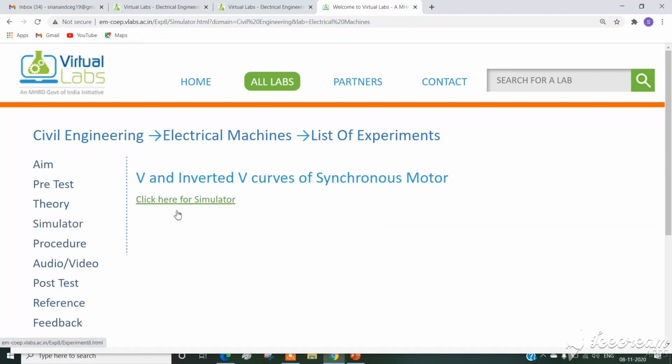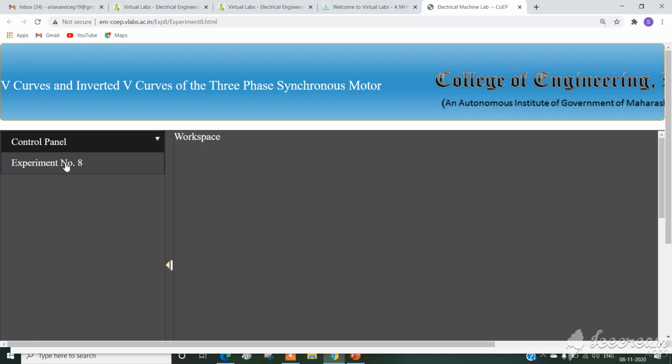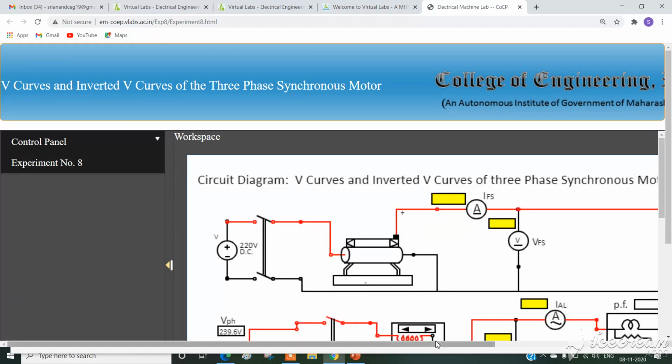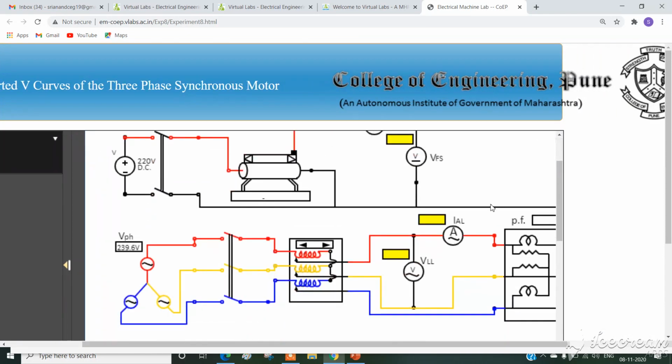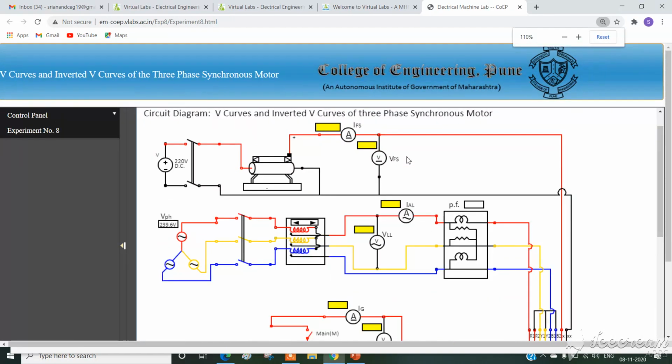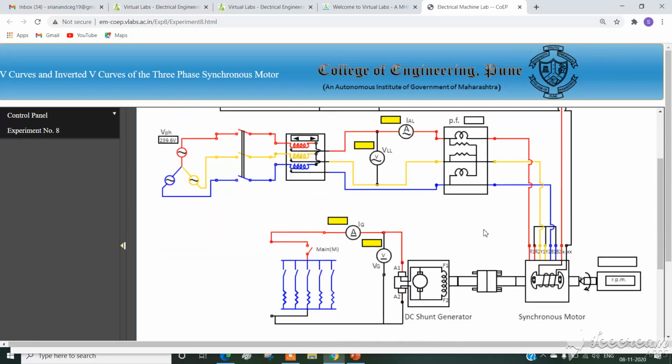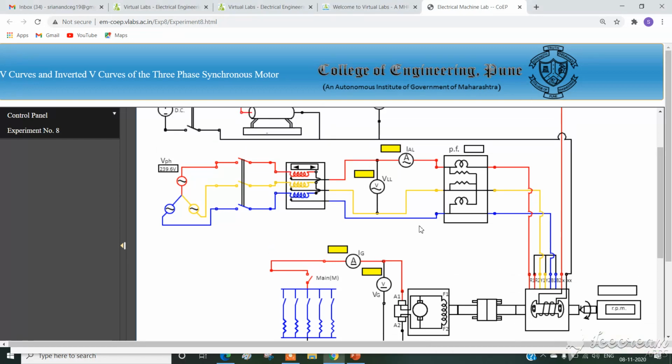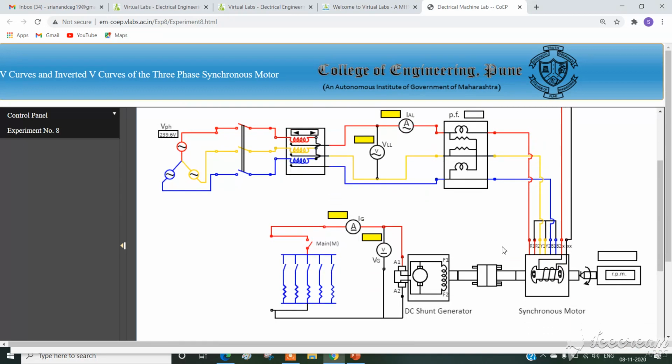Now click on simulator. Again click here for simulator and simply drag this experiment 8 to the workspace. Then it shows the total diagram. So this is the total diagram, the total setup corresponding to the synchronous motor.